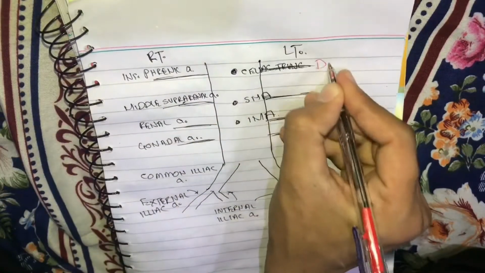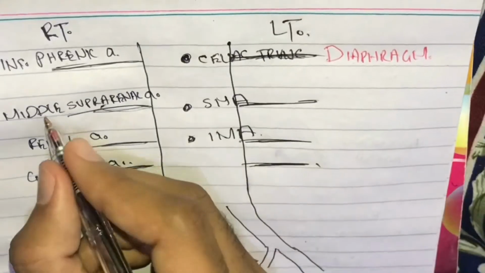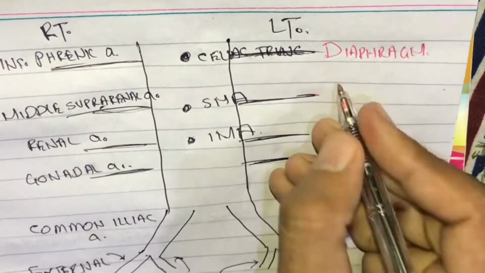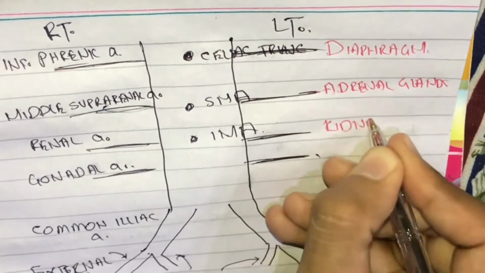Inferior phrenic artery supplies the diaphragm. Middle suprarenal artery supplies some part of the adrenal gland. Renal arteries supply the kidneys and some part of the adrenal glands. Gonadal arteries supply the gonads. Talk about the celiac trunk.